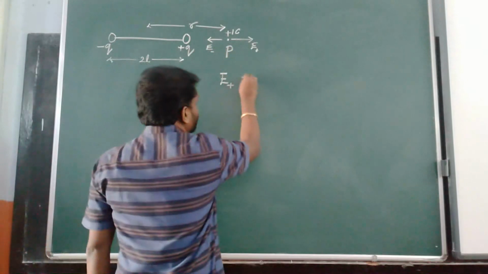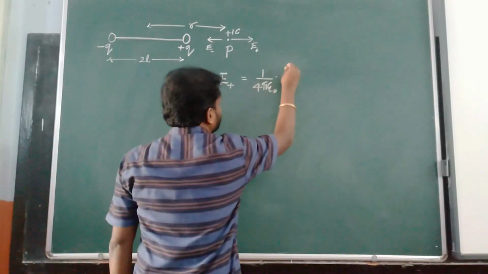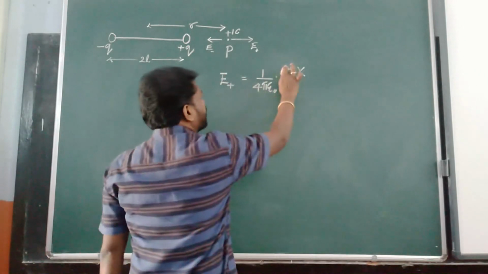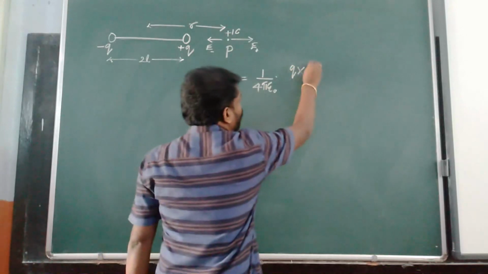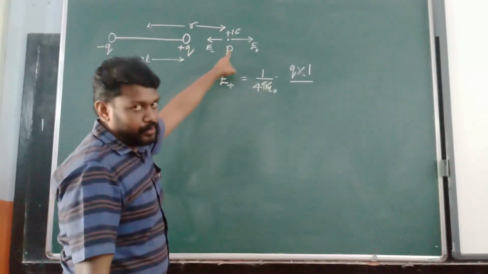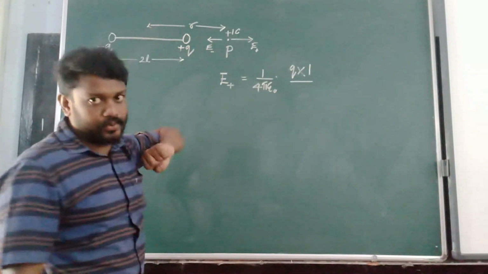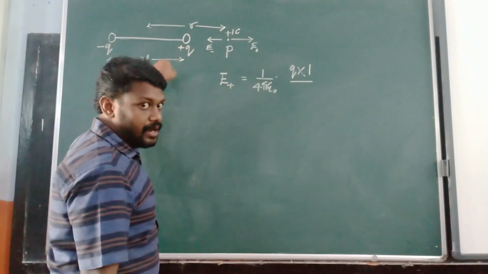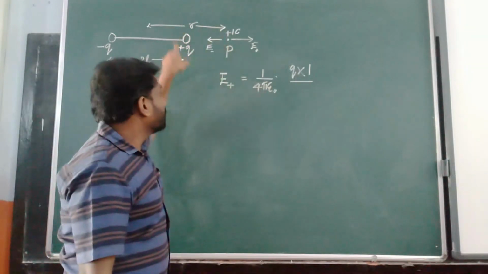So E plus is equal to 1 by 4 pi epsilon 0 into plus q into, it is only magnitude, so you can take only the magnitude of the charge, q into 1 divided by, what is the distance from plus q to the required point? We have already said that the required point is at a distance r from the center of the dipole. So from the center of the dipole to the positive charge, the distance is L, and the distance from plus q to P will be r minus L.